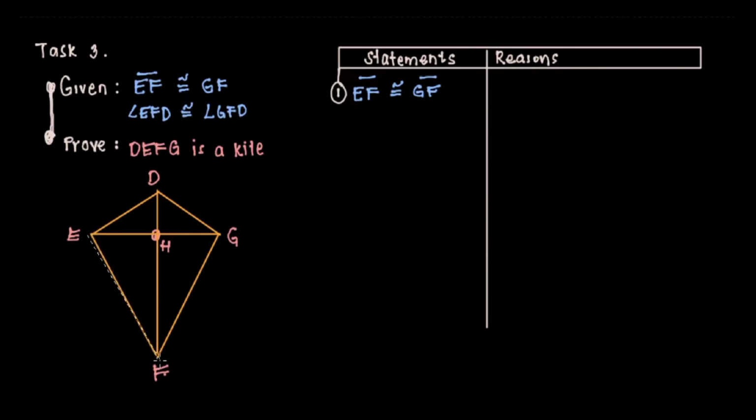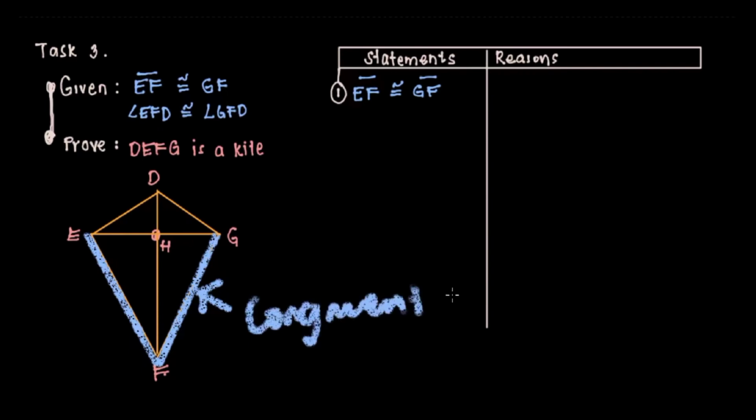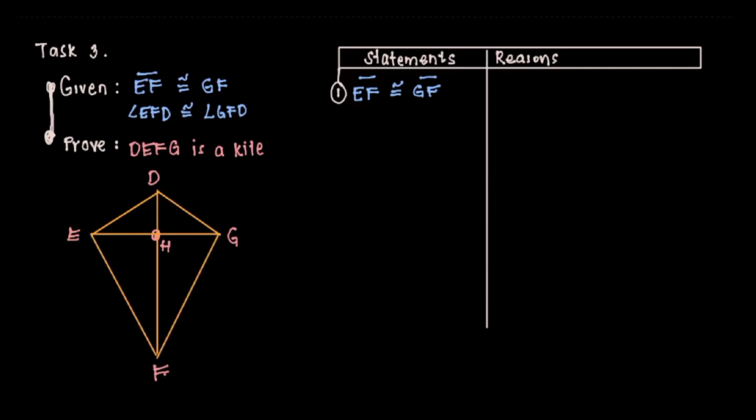So, we have this segment is congruent to this segment. Kasi nga, yung adjacent sides ng ating kite ay congruent dapat. Okay? They are congruent. Lagyan natin ng markings ang ating mga sides, segment EF and segment GF. Okay? The reason is from the given. Okay? Hindi natin nakuha yung statement na yan.